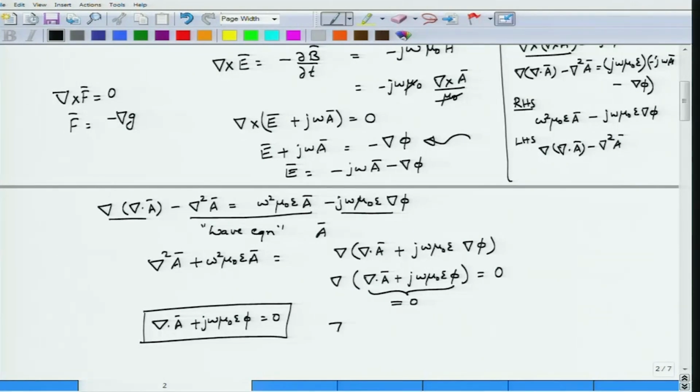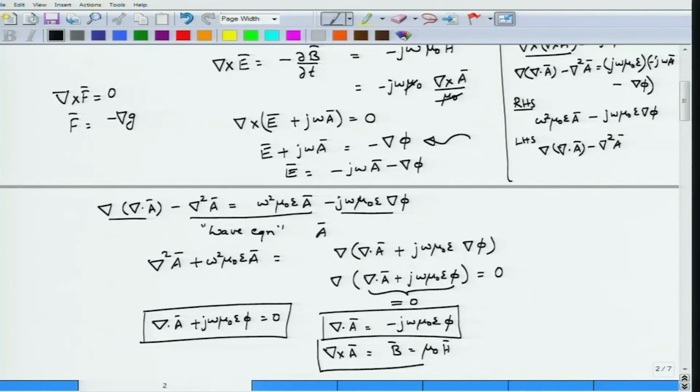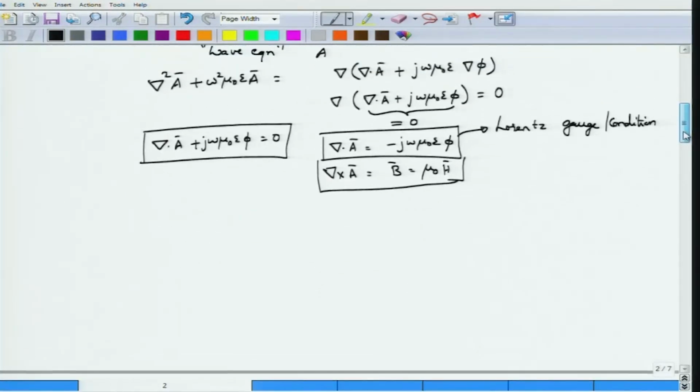If I choose del dot A as minus j omega mu 0 epsilon phi, and I also know that curl of A is equal to B, or equal to mu 0 H accordingly, then I can specify this A completely. This condition in which the divergence of A is chosen as this is called the Lorentz condition, or sometimes the Lorentz gauge. Or Lorentz condition might be something that we can write down for this course without really bothering what gauge is.